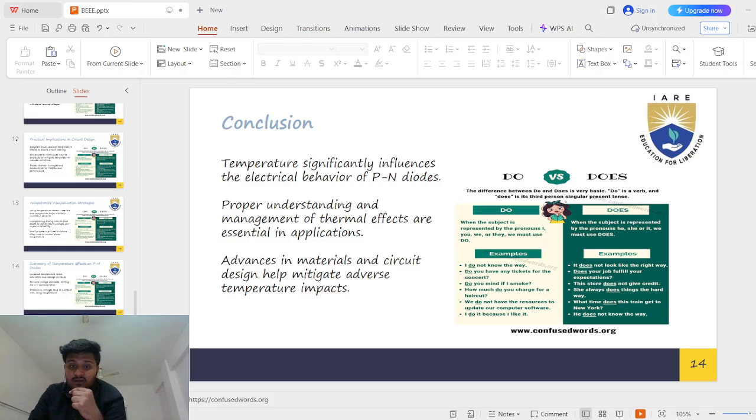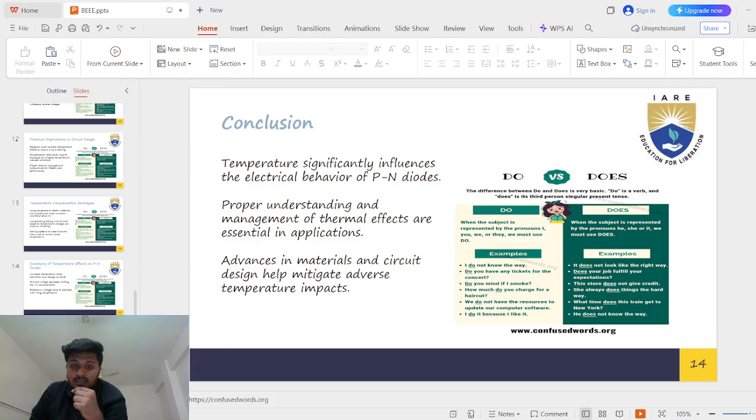These changes can affect circuits if not considered. For instance, in sensitive electronics, a small change in diode current due to temperature can impact the whole circuit's performance. To handle this, engineers use temperature stable materials or specially designed diodes that are less sensitive to heat. Circuit design techniques like adding biasing arrangements or feedback circuits can compensate for temperature changes.